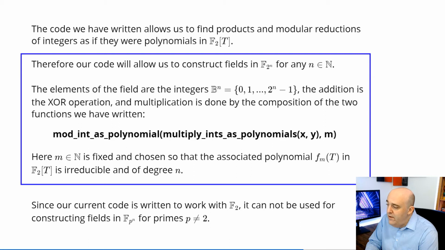It's not multiplication mod 2 to the n. It's a different type of multiplication. And just a small comment is that since our code is written to work with F2, it actually can't be used for constructing fields F p to the n where the prime is not equal to 2. Now, the algebraic construction still works. It's just that the code we've written so far is specially written to work with F2. So as it stands, our code is not going to be able to construct fields other than F2 to the n.